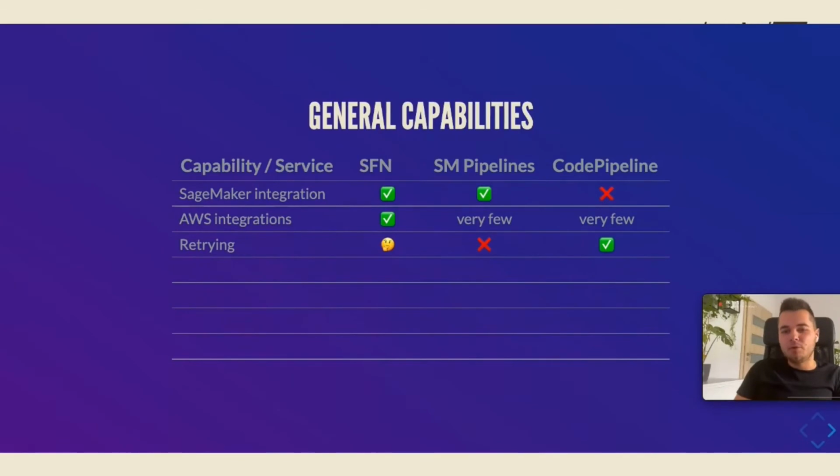Retrying. Well, CodePipeline allows you to retry on a stage basis. So when you have granular stages and, for example, data engineering one, and then the model building, and model building blows up, then you can fix some task inside the model building, retry the pipeline, and you don't have to perform the data engineering again. That's not the case in step functions.